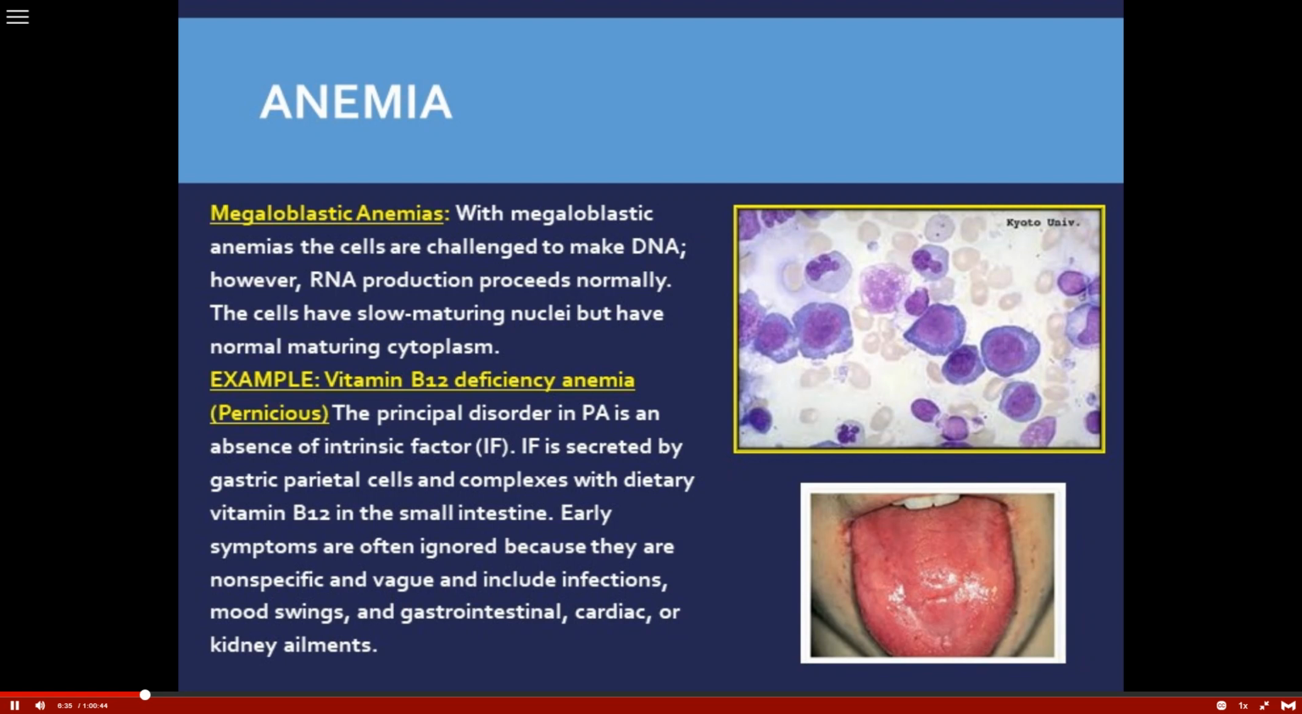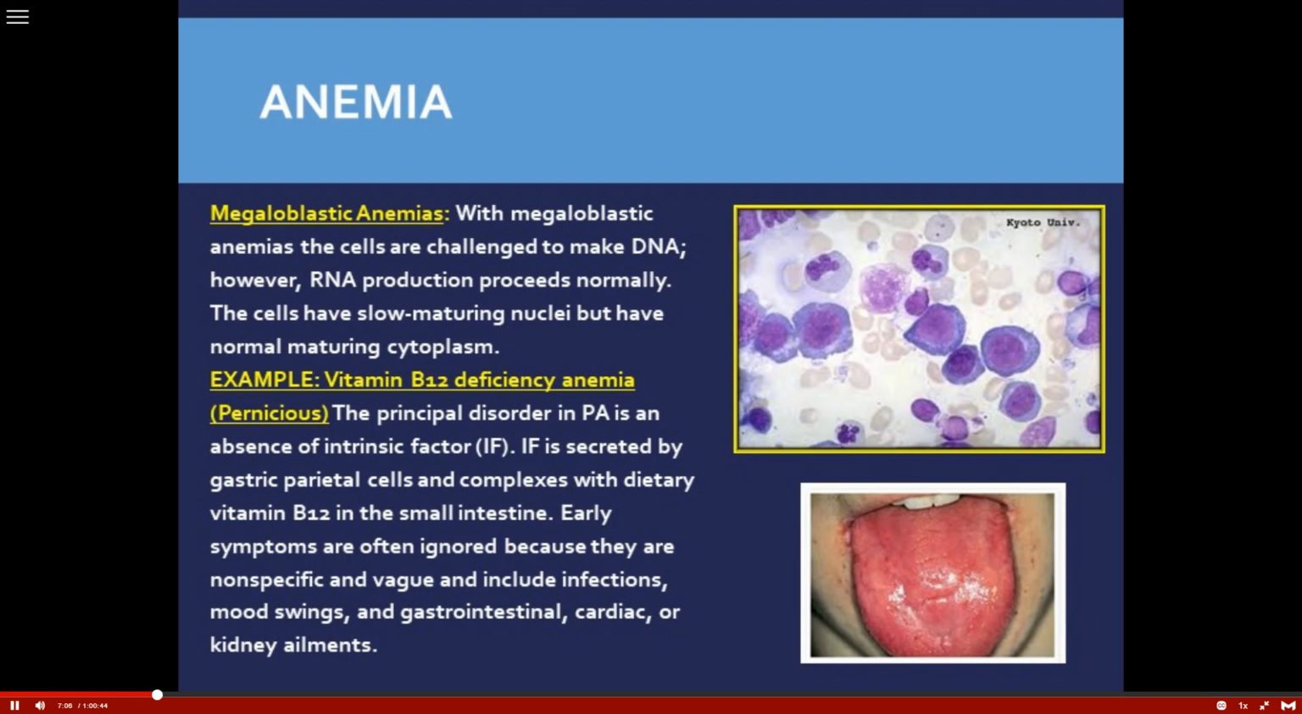So let's talk about megaloblastic anemias. With megaloblastic anemias, the cells are actually challenged to make DNA. We all know already how important DNA is, but it's interesting because RNA production continues. Because remember, DNA is in that nucleus, and that's what's being attacked. Versus RNA, really RNA production is out there in that cytoplasm, right? Well, the cytoplasm is just fine.